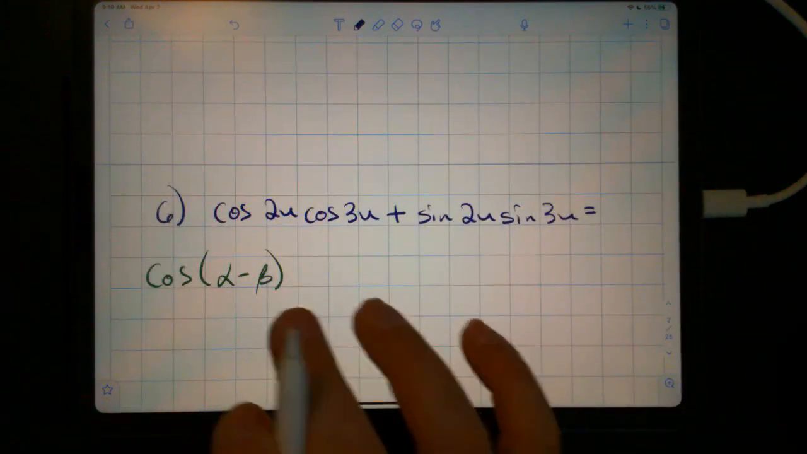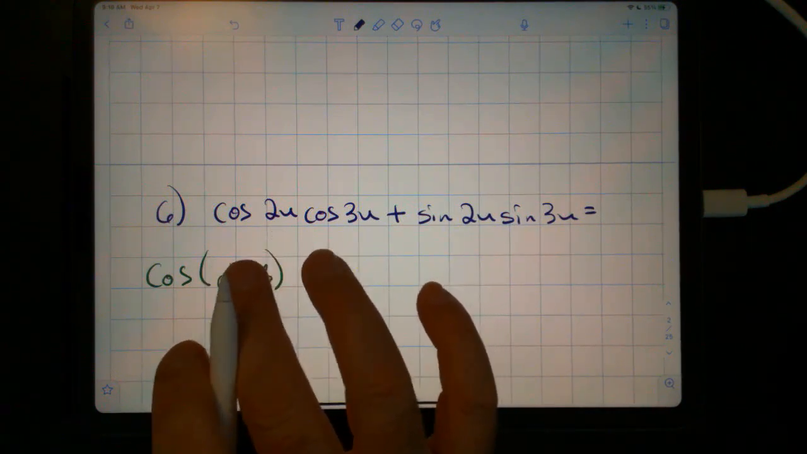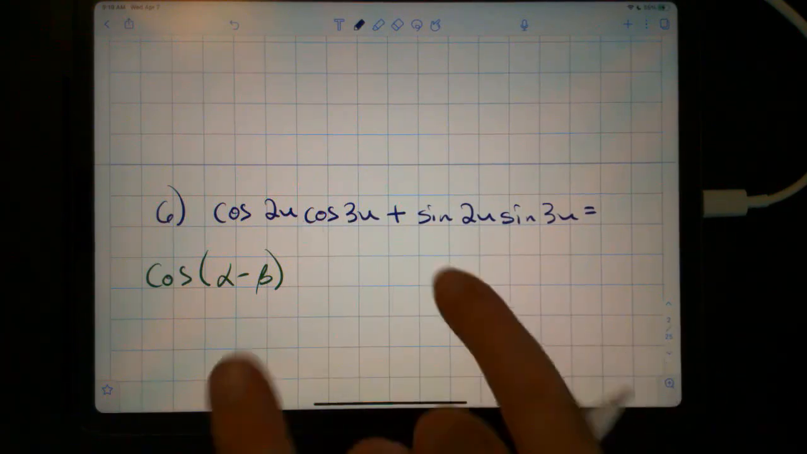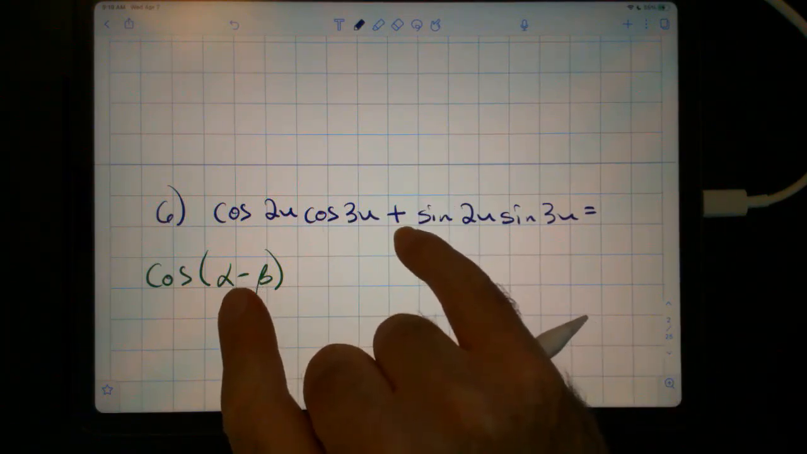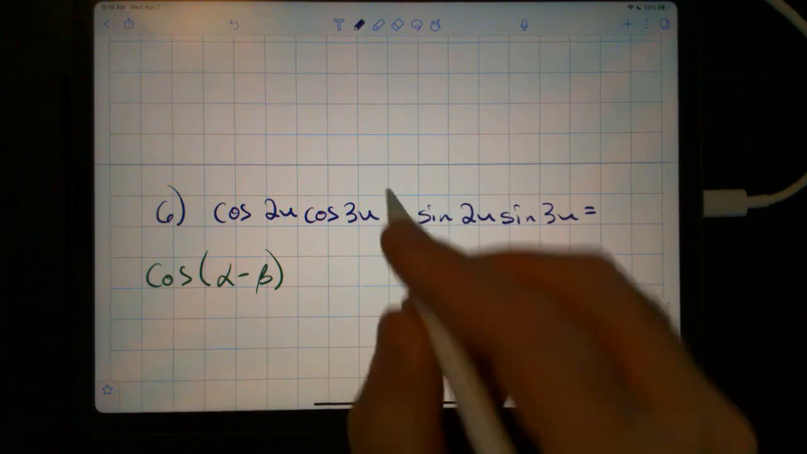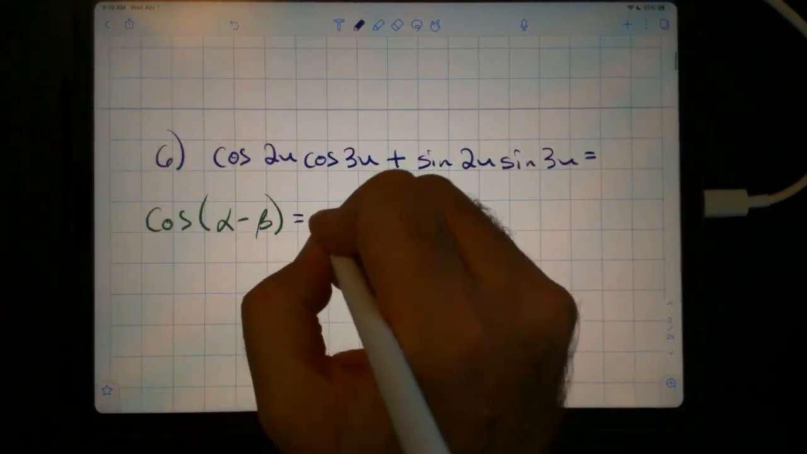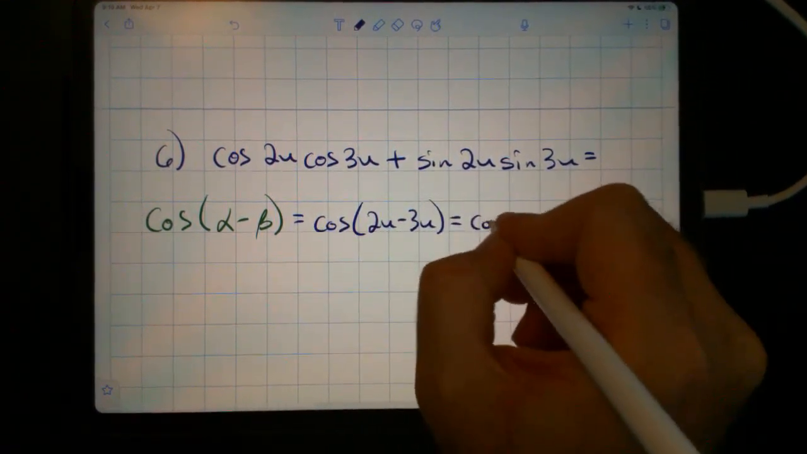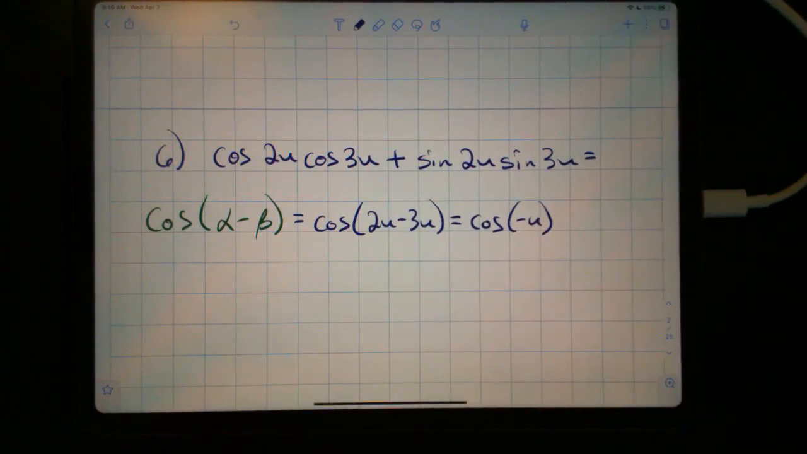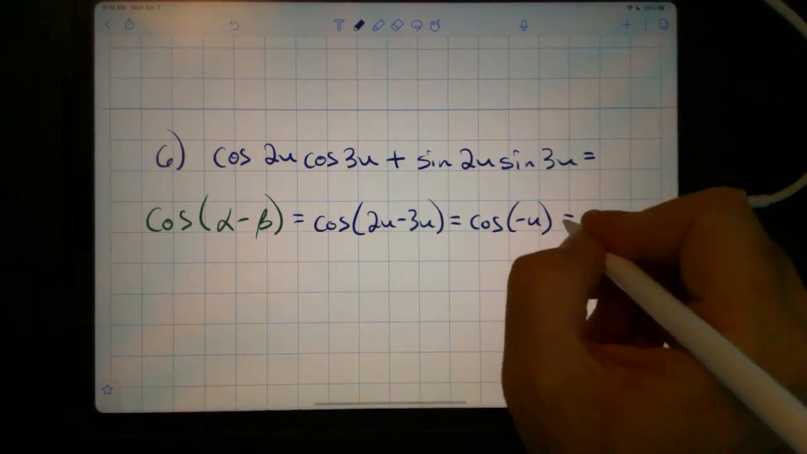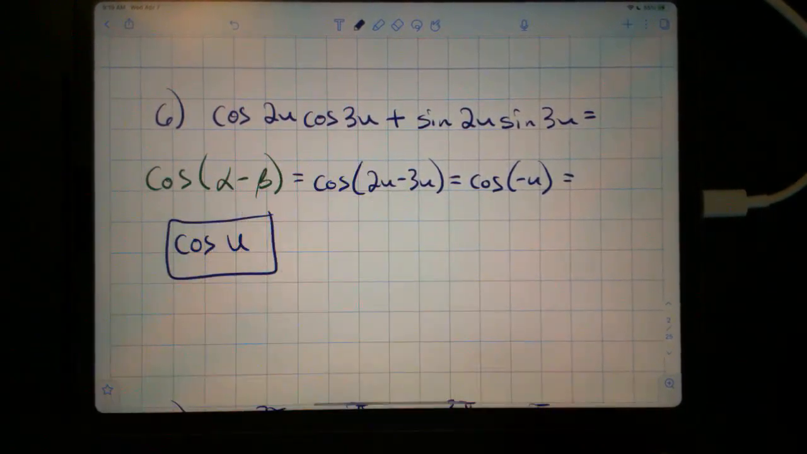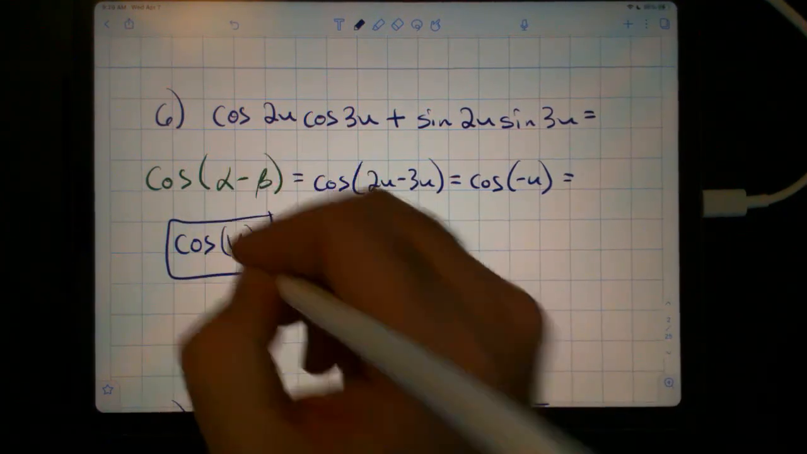Number 6, here we have cosine of the first times cosine of the second, and then plus sine of the first times sine of the second. For the cosine, we have alternating algebraic symbols. This is cosine alpha minus beta. So that's going to be cosine of 2u minus 3u. But cosine is an even function, and so this is the same thing as cosine of u. You can use parentheses if you like.